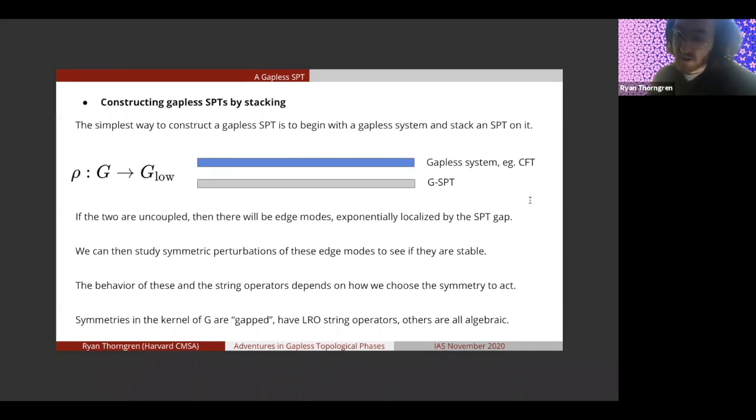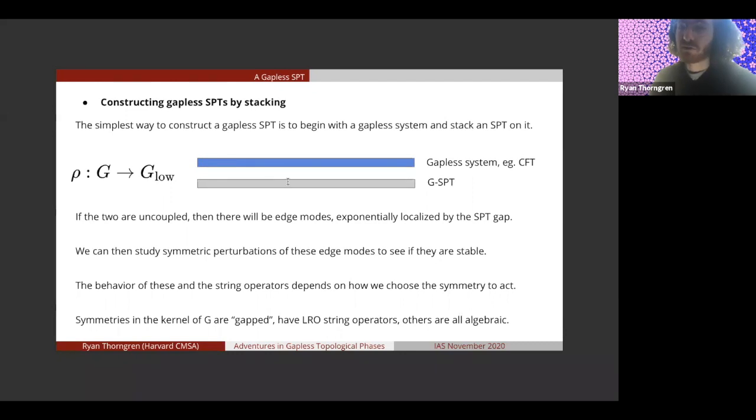Of course, if they're totally decoupled, then you have the edge modes from the SPT and you have whatever the boundary condition of the gapless system looks like. And you say, okay, well, it's non-trivial. But those are just the SPT edge modes. The really interesting question is, when we start to couple these together, can the edge modes survive?